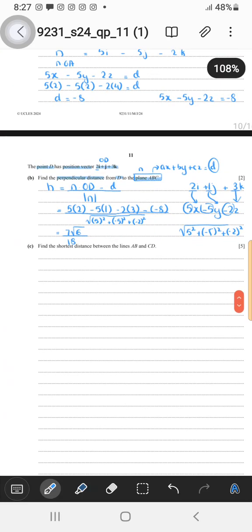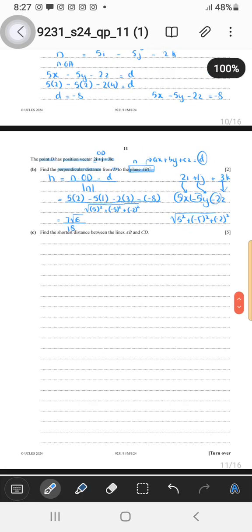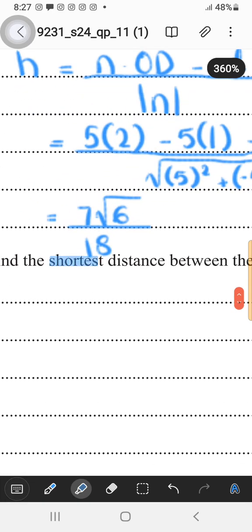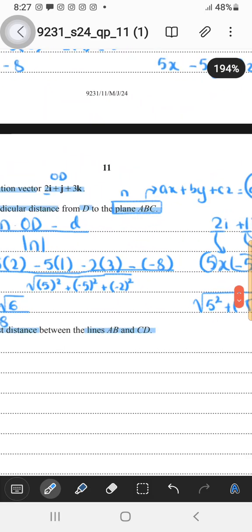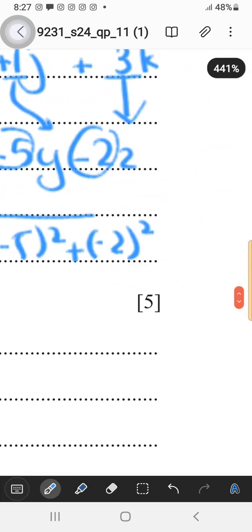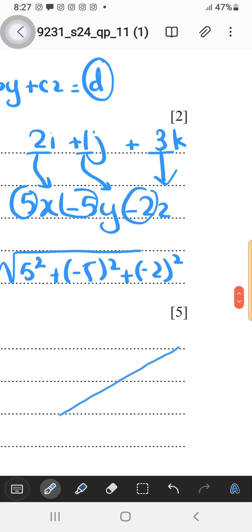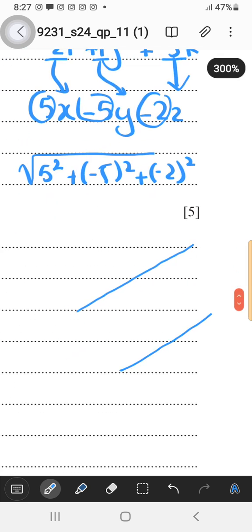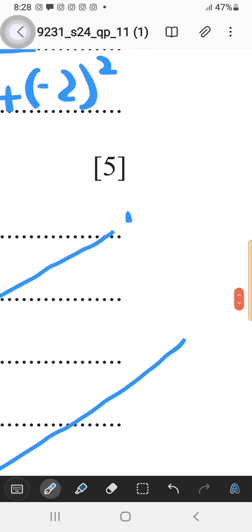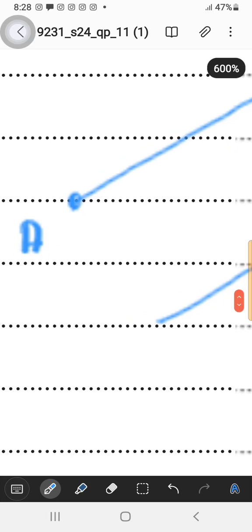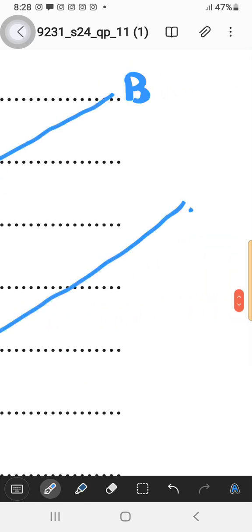Now we are moving ahead. It is the last part of this question, which asks us to find the shortest distance between the lines AB and CD. Let's say this is a line AB and this is a line CD. Oh, wait. Let's say it is a point A. It is a point B. It is a point C. It is a point D.